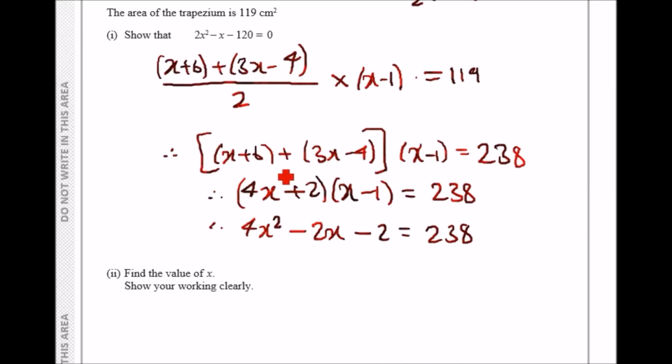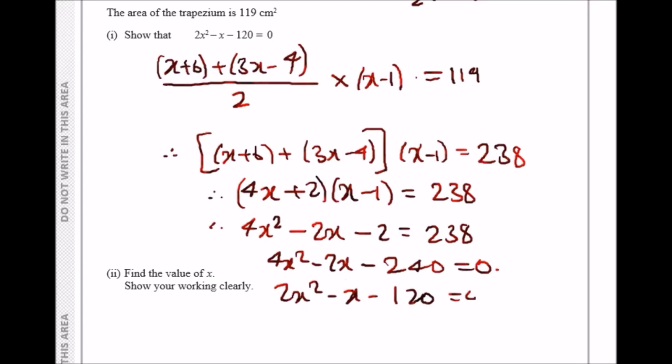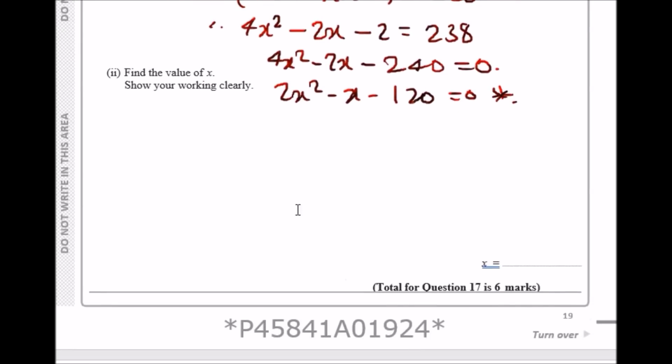Now, putting everything onto the left-hand side, so it looks a lot like the original equation, we should get 4x squared minus 2x minus 2 minus 238, which is minus 240, equals 0. And clearly, if we divide all this by 2, we should get the original equation. So dividing by 2, we get 2x squared minus x minus 120. Cool, so that's been shown. Now, obviously, we need to solve this equation, so find the value of x.